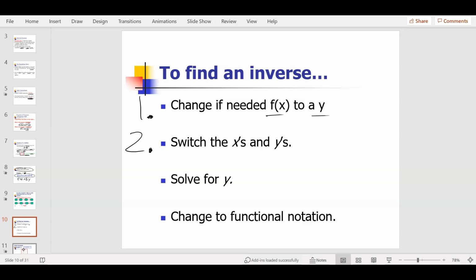Step 2 is switch x and y. Now that kind of is duh, because that's what we've been doing with inverses. You switch x and y. So it makes perfect sense. Switch x and y.